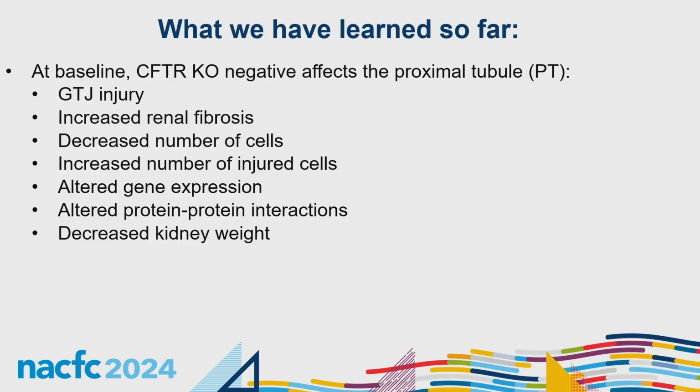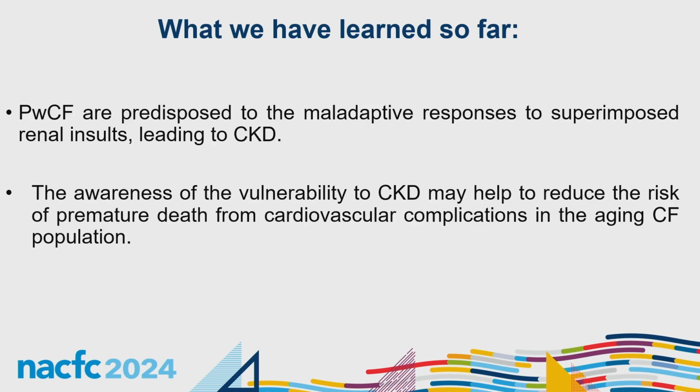So what we have learned so far, the data that I showed you showed that at baseline, CFTR knockout negatively affects the proximal tubule. And this was shown by the injury to the glomerulotubular junction, the increase in renal fibrosis, decreased number of cells in the proximal tubule clusters, and also increased number of injured cells marked by the KIM1 expression, as well as differentially affected gene expression and altered protein interactions, as well as decreased kidney weight. So is there something that we can translate to the clinics?